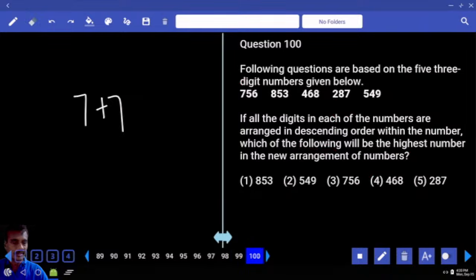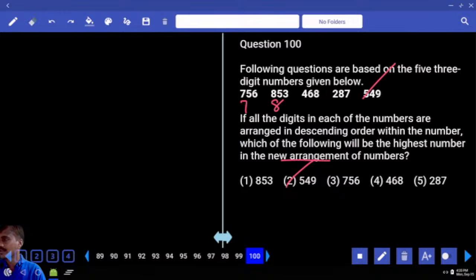Then 100. Now in this 100, if all the digits in each of the numbers are arranged in descending order within the number, which of the following is the highest in the new arrangement? Descending order means the highest digit must come to the first place. Here the highest is 7, here 8, here 9. This is the highest. Then choice for question number 100.